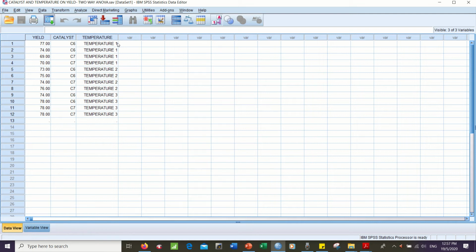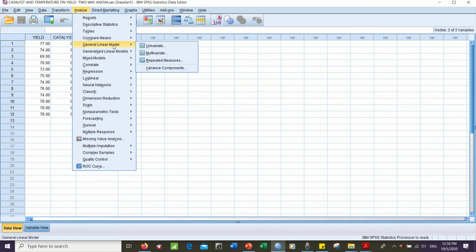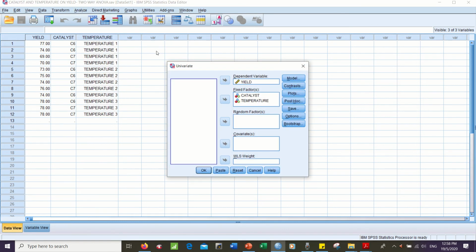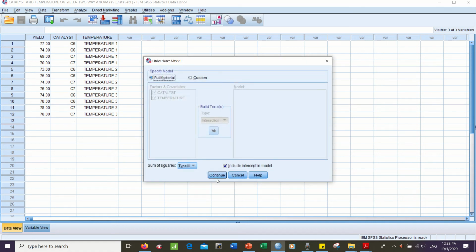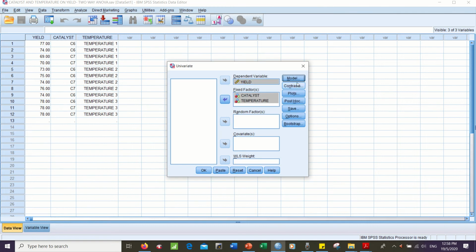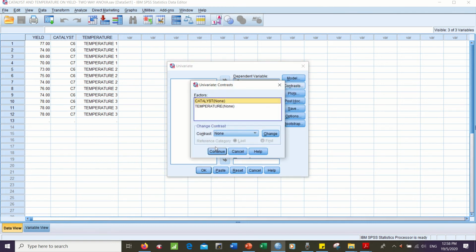So we are going to use the general linear model to perform this analysis. I'm showing you how to do it now. You click analyze, go to general linear model, click univariate. Then transfer the yield into the dependent variable and the independent variables, catalyst and temperature, into fixed factors. Don't change the model, maintain it as type 3. Contrast also, don't change.